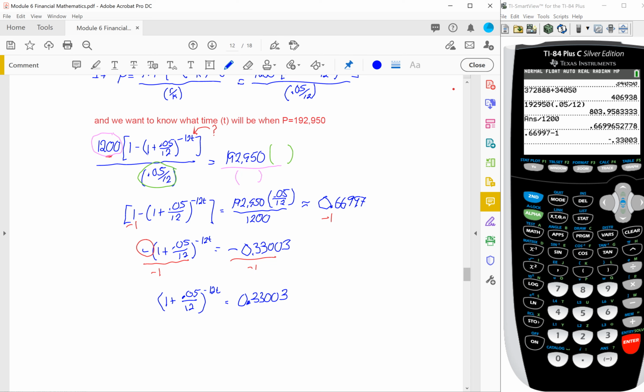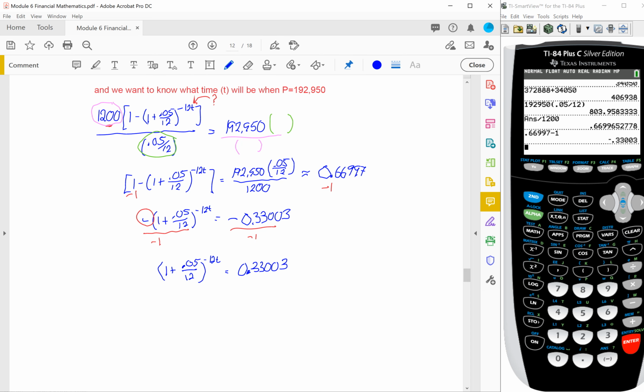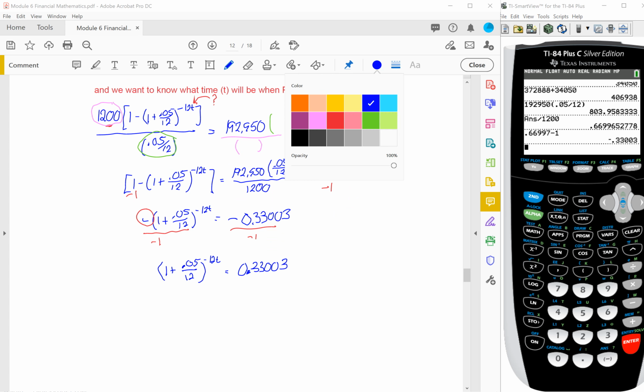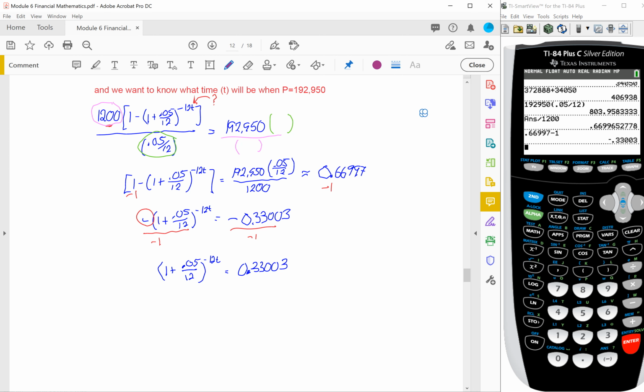Okay. And now I'm going to reference the work we did back in chapter 5. If I want to solve this equation for t, I need to get t out of the exponent. So we choose to apply a natural log to both sides. This will allow us to use the property of natural logs that lets exponents become the coefficients of the natural log.